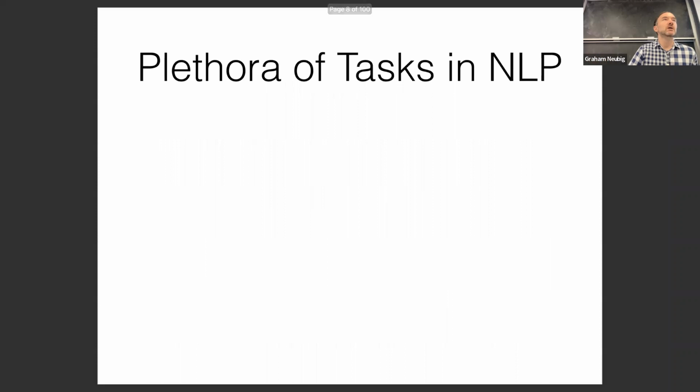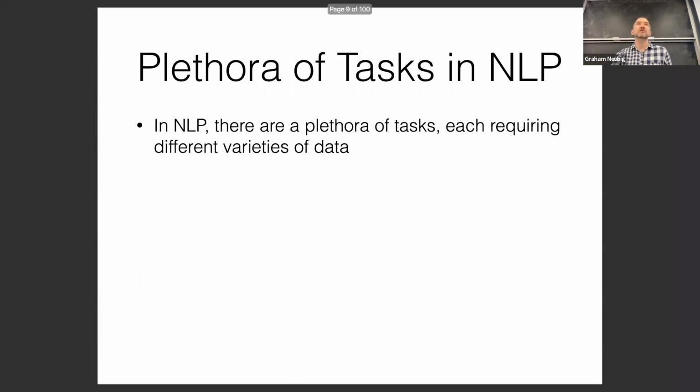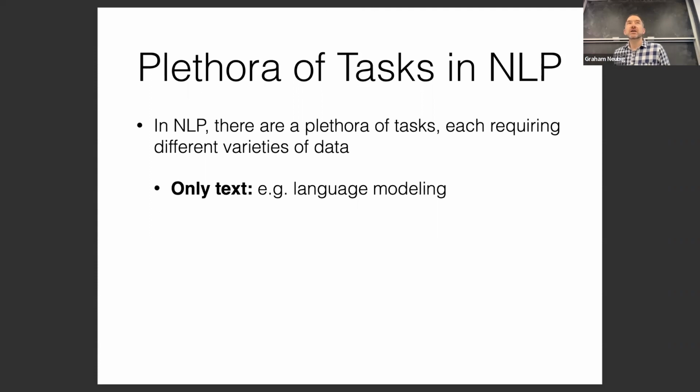Okay. So there's a very, very large number of tasks in NLP. One of the things that I like about NLP, as I think I mentioned in one of the earlier classes, is that it's so diverse. There's a very broad scope that it covers. And each one requires a different variety of data to train on. There are some tasks that only require text. One example of this is language modeling. Because this only requires text, by definition, you can get more data for this than you can for most other tasks.